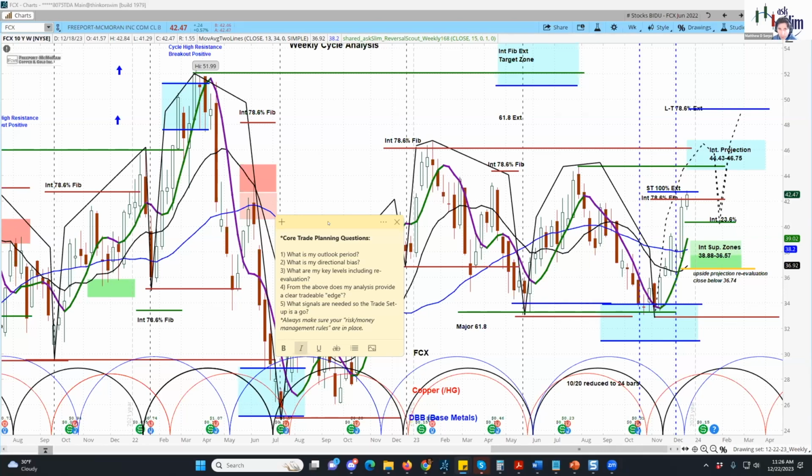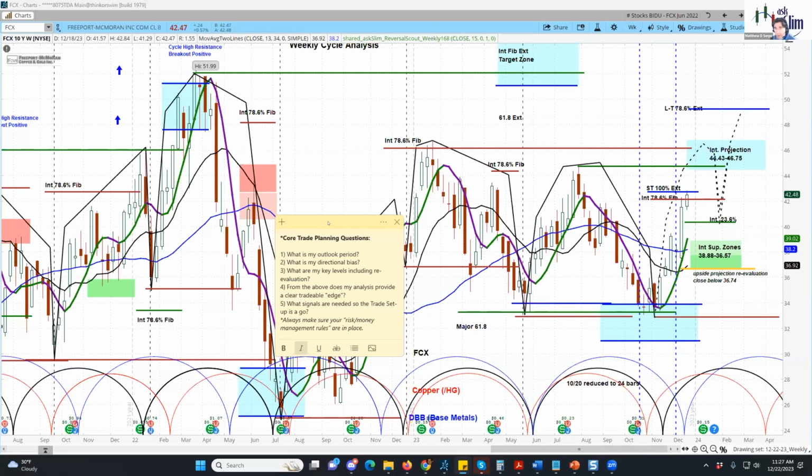And then we want to identify our key levels, including, as you saw with Slim and Arvi, what's our reevaluation levels? What are those areas that tell us that something's changing in the analysis and we either need to take some off or remove that position altogether? And then once you have done your analysis, it's really important to then say to yourself, do I have a tradable edge? Does the information allow me to put and execute a strategy around it?